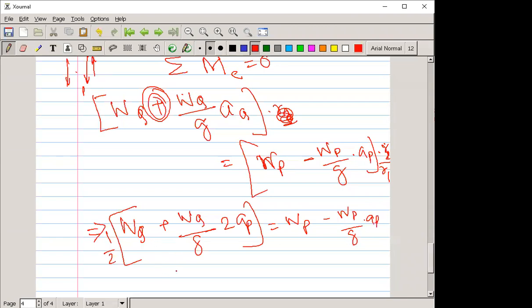And you know WQ is 30, so 30 by 9.81 into 2 AP minus, just put this value on this side, 20 minus 20 by G, sorry, 30 by G, multiplied into AP is equal to 0. Here half is there, so 2 into. Is it okay? Understandable?